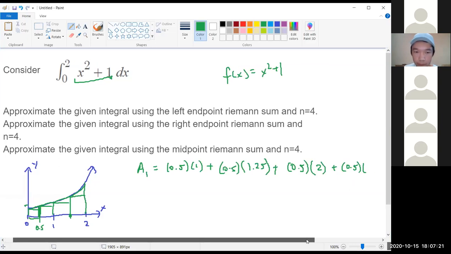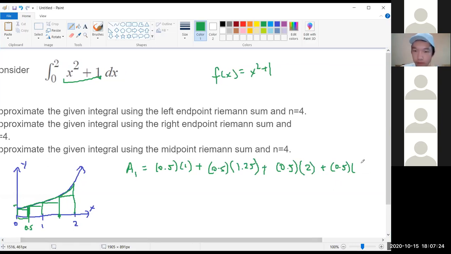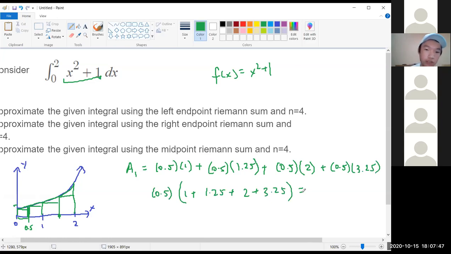So it's 3.25. Yeah, and then you just plug this onto a calculator. If you want to, you can factor out the 0.5 because that's common to all the rectangles. And you just have 1 plus 1.25 plus 2 plus 3.25. And this will give you the area of all 4 rectangles.